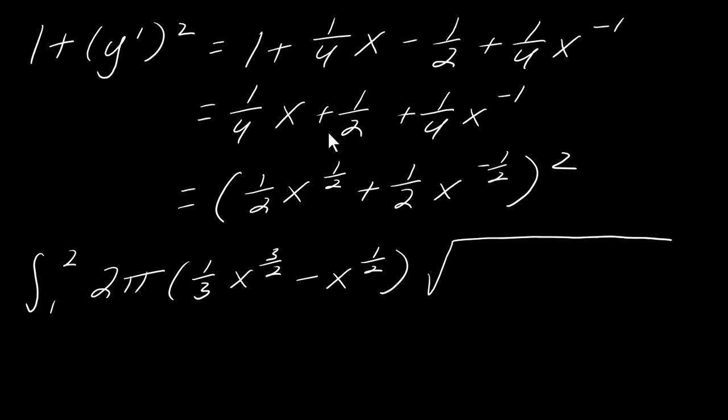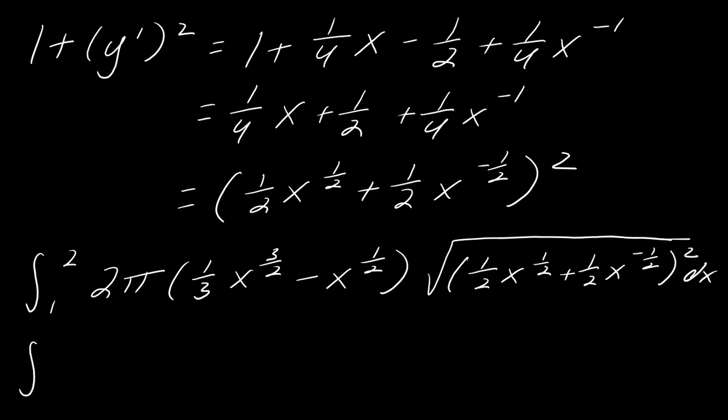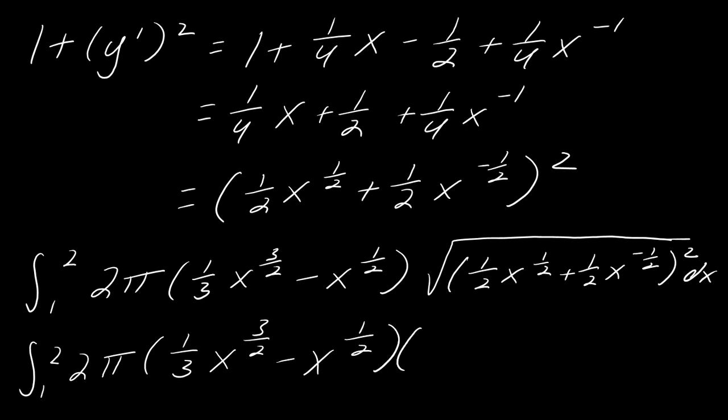And then the square root of, so remember we did all the work for what goes under the square root. So now it's just this 1/2 x to the 1/2 plus 1/2 x to the negative 1/2 squared dx. Okay, and so now what happens is that this square root cancels out with this square. So I have still more work to do. So let's see. I've got this and then 1/2 x to the 1/2 plus 1/2 x to the negative 1/2 dx. Okay.